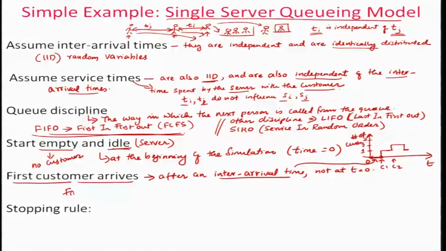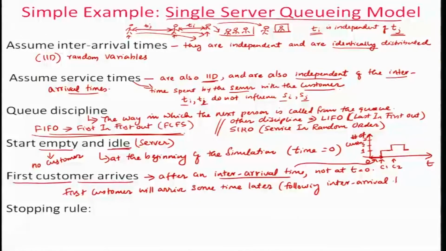The first customer will arrive some time later, following the inter-arrival times, and not at time t equal to 0. When you go and open a bank, people will come in a little later, and that is what we are trying to simulate.